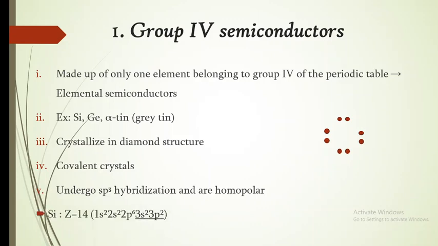If you take the example of silicon, its atomic number is 14 and its electronic configuration can be written as 1s2, 2s2, 2p6, 3s2, 3p2. The valence electrons are totally 4 in number, that is the outermost electrons, 3s2 and 3p2. So totally 4 valence electrons are there, and in order to become stable, that is to get the octet configuration, it requires 4 more electrons.